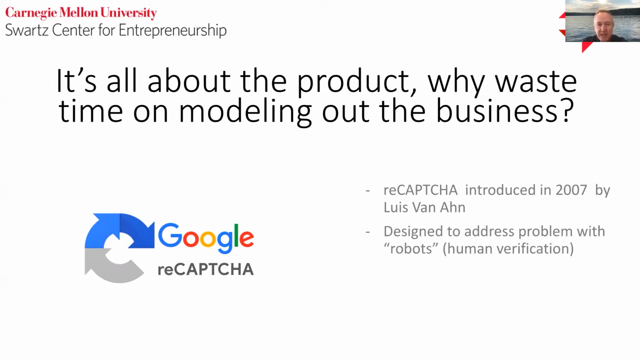And it does two different things. It either asks you to type in these crazy little sideways, sometimes pixelated words, or more recently, you're actually going in and saying, tell me the pictures that have fire hydrants or stoplights or a truck, right? And you're essentially training algorithms for Google when you're doing that, right?